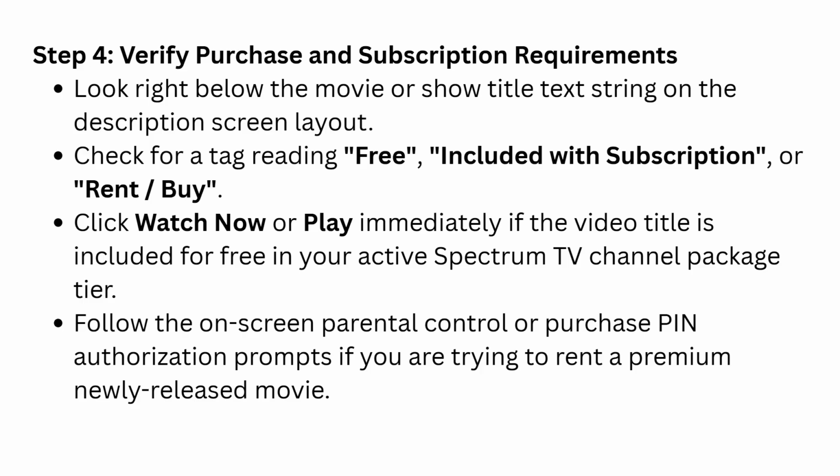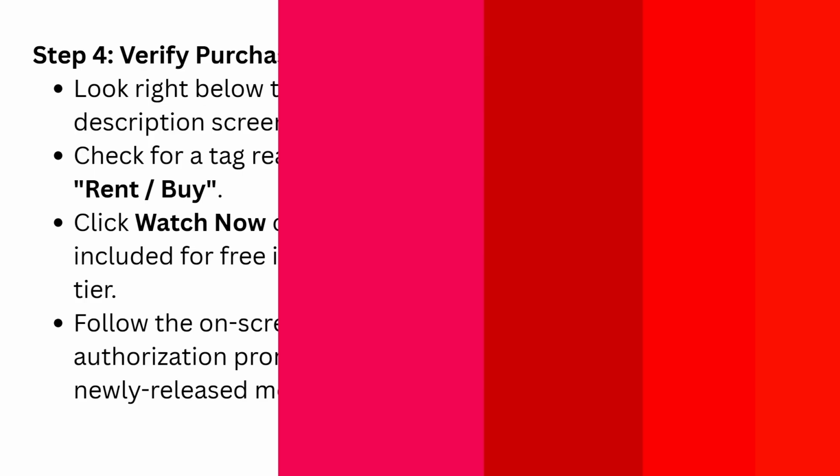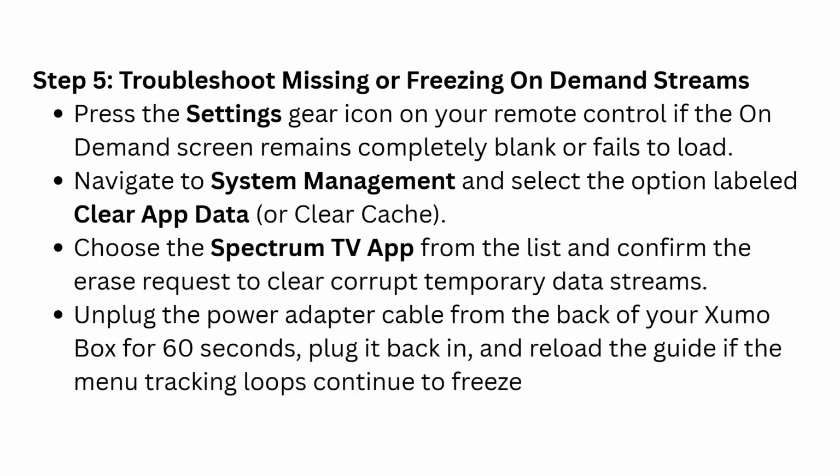Click on Watch Now or Play Immediately if the video title is included for free in your active Spectrum TV channel package tile. Follow the on-screen parental control or purchase PIN authorization prompts if you are trying to rent a premium newly released movie. Step 5.